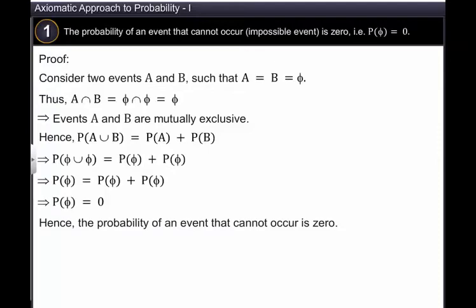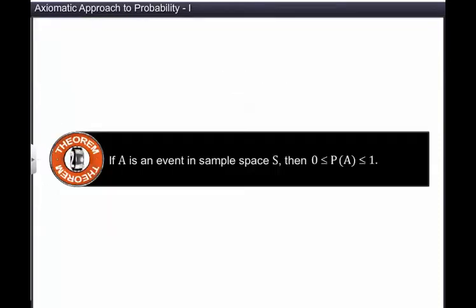The next theorem states that if A is an event in sample space S, then 0 is less than or equal to P of A is less than or equal to 1.